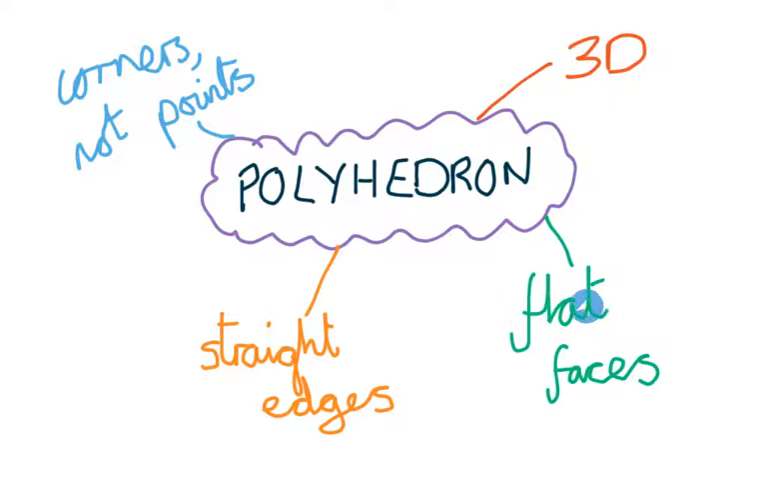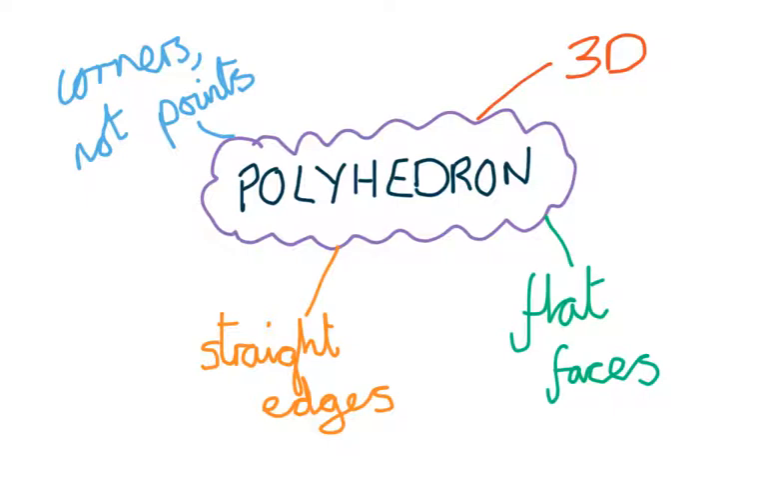And similarly to a polygon having straight sides, the polyhedron has to have straight edges and also flat faces. If you can't remember what the edges and the faces are, we're going to look at those in a second. And again, we've got to have corners or vertices rather than a point. And if you're not sure the difference, we will look at that in a second as well. So this is what makes a polyhedron.